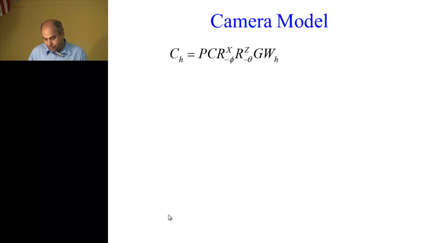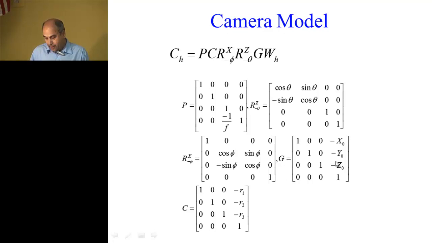So therefore, we can expand this and we will have these matrices. So G, we translate it, you know, this amount, the camera, x0, y0, z0. Okay? Then we have the rotation around z-axis, which is this matrix. Then we have rotation on x-axis, we have this matrix. We have another translation with this one. And then we have perspective transformation, which we just explained.